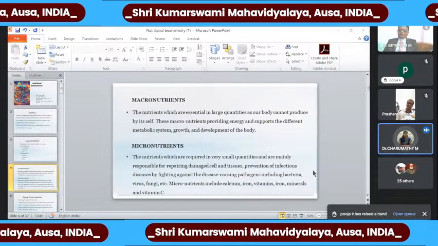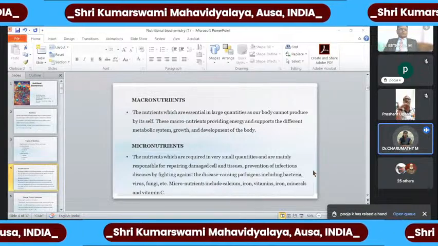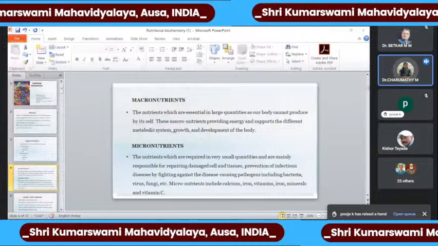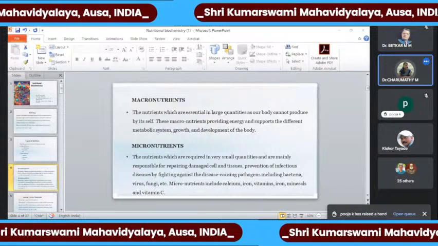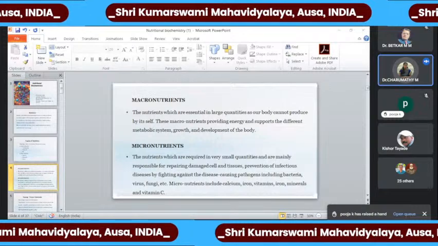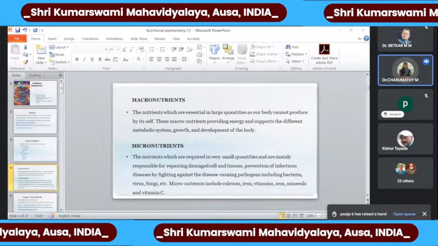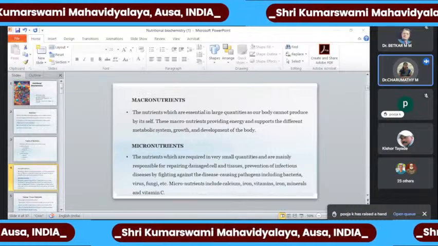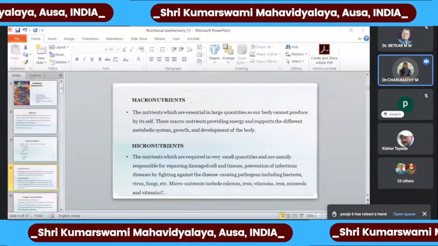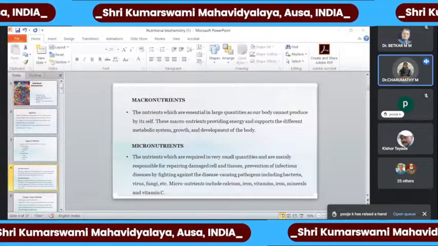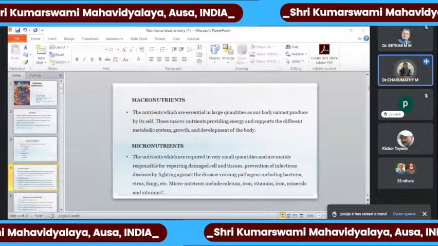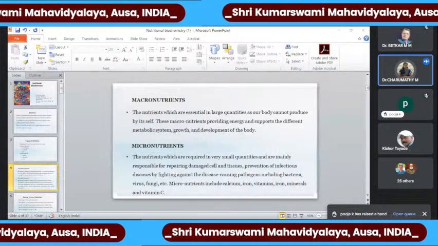The next topic is energy from nutrients. Food energy is expressed in calories. We all know that we use this much calories and have to reduce those calories. If we are underweight, we have to take more calories, and if we are overweight, we have to reduce the calories. It is according to this term, calories.